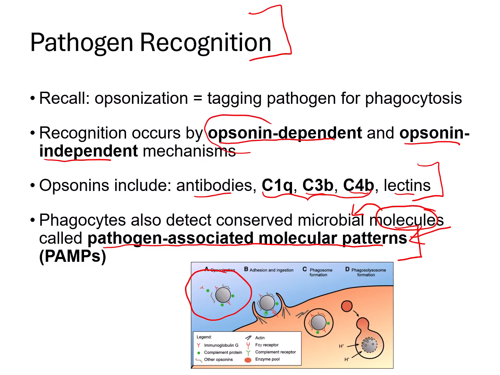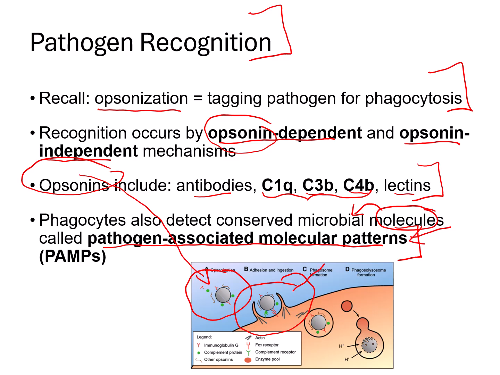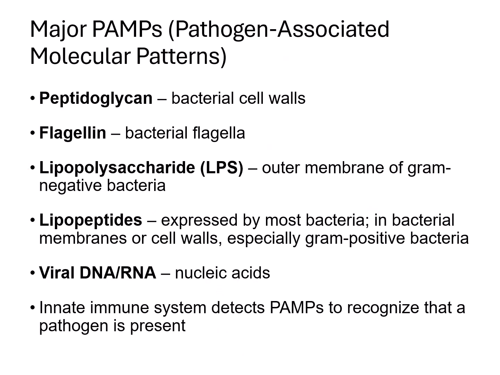Going back to those opsonins, remember that opsonization is basically tagging pathogens for easier phagocytosis. So these opsonins can help coat the surface of our pathogen, making it easier for the phagocyte to recognize and bind to. For the opsonin-independent recognition, remember this is through PAMPs. PAMPs, the pathogen-associated molecular patterns, are found on microbes, but not normally found in our body or on our cells. So these are microbial molecules that are shared across many different types of pathogens.